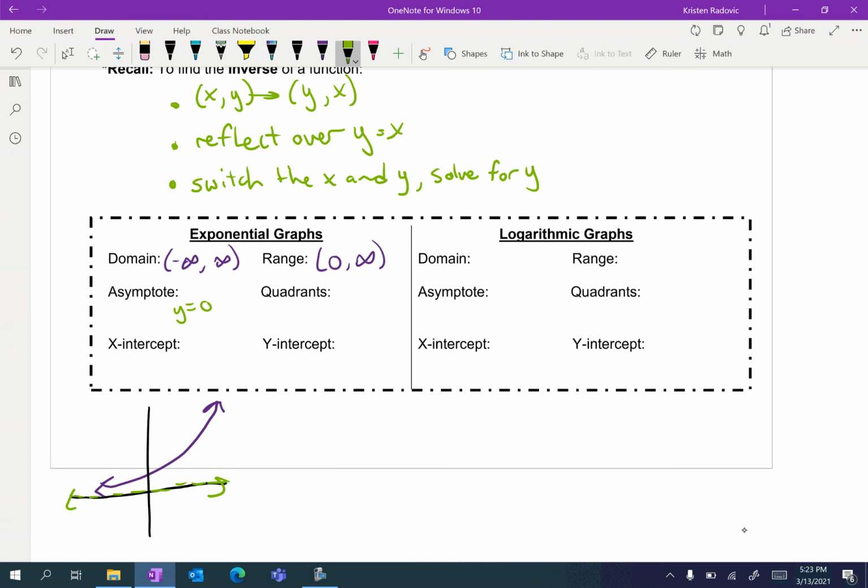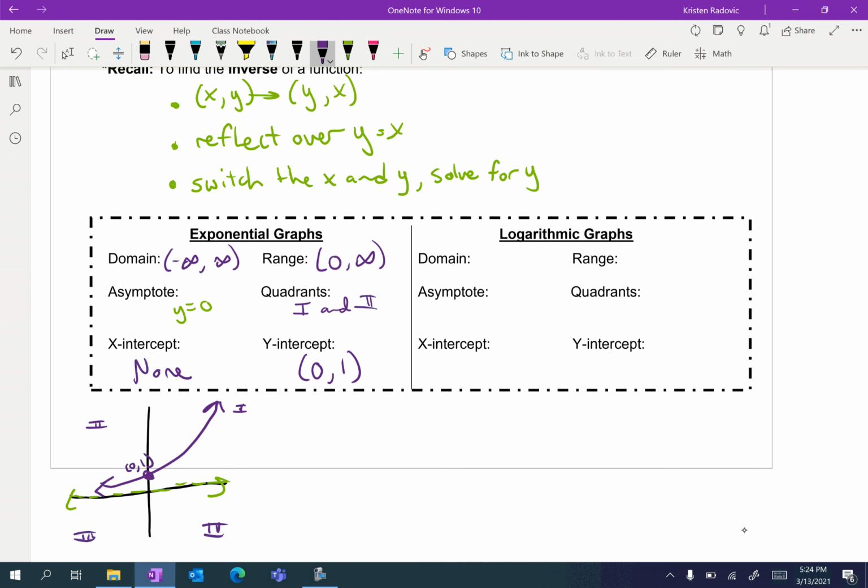If you don't have any shifts going on, the quadrants that exponential functions are going to be in are quadrant 1 and 2. Your x-intercept, well, there is none, because we never cross the x-axis to have an x-intercept because of the asymptote. Your y-intercept, however, is going to be 0, 1, provided we don't have any transformations going on.